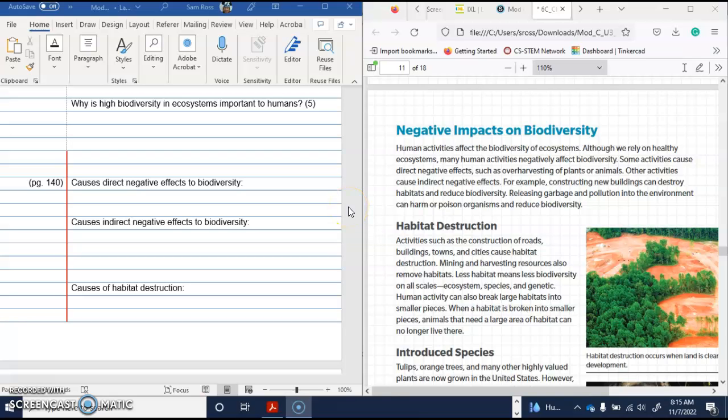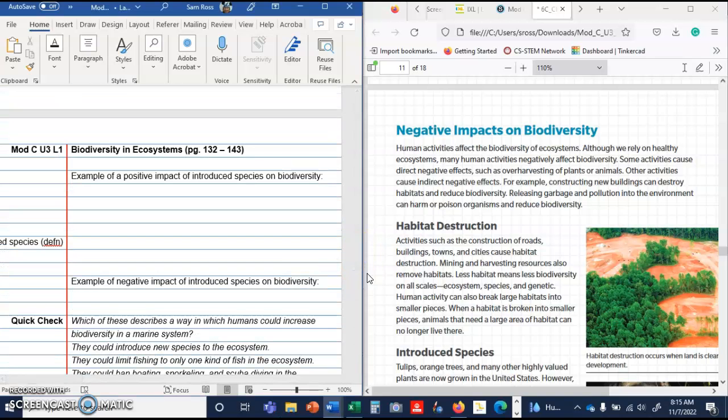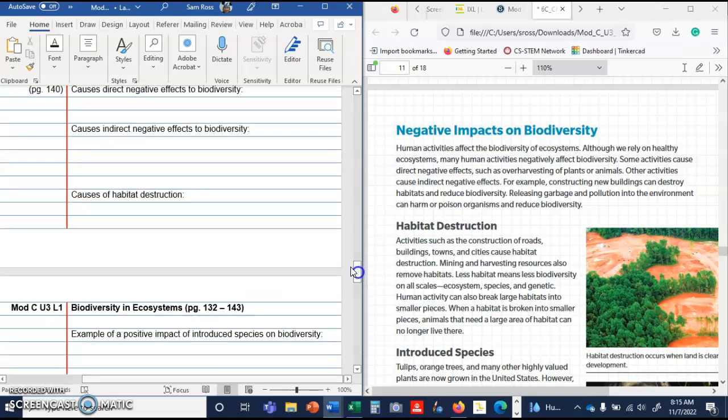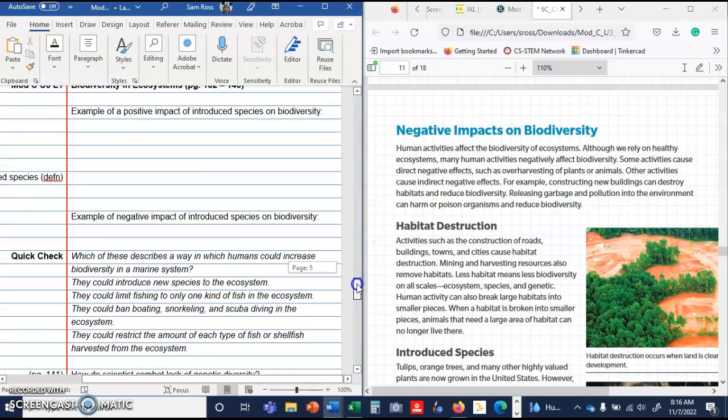And then this last one, what causes habitat destruction? Oops, I went too far. We're right here at the bottom. What causes habitat destruction? Activities such as construction of roads, buildings, towns, and cities cause habitat destruction. Mining and harvesting resources also remove habitats. So you could put a combination of all of that. Construction, mining, harvesting resources, all of that can cause habitat destruction.